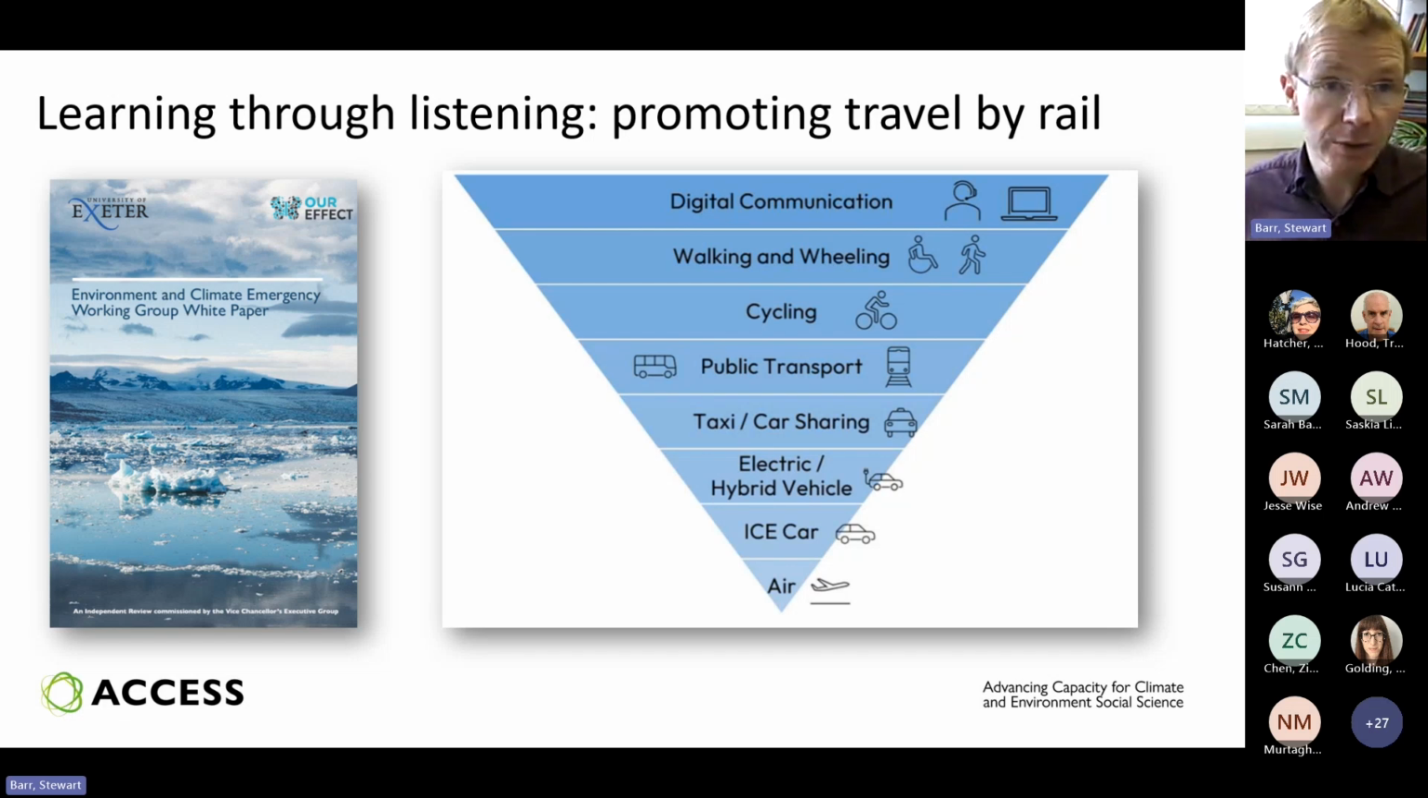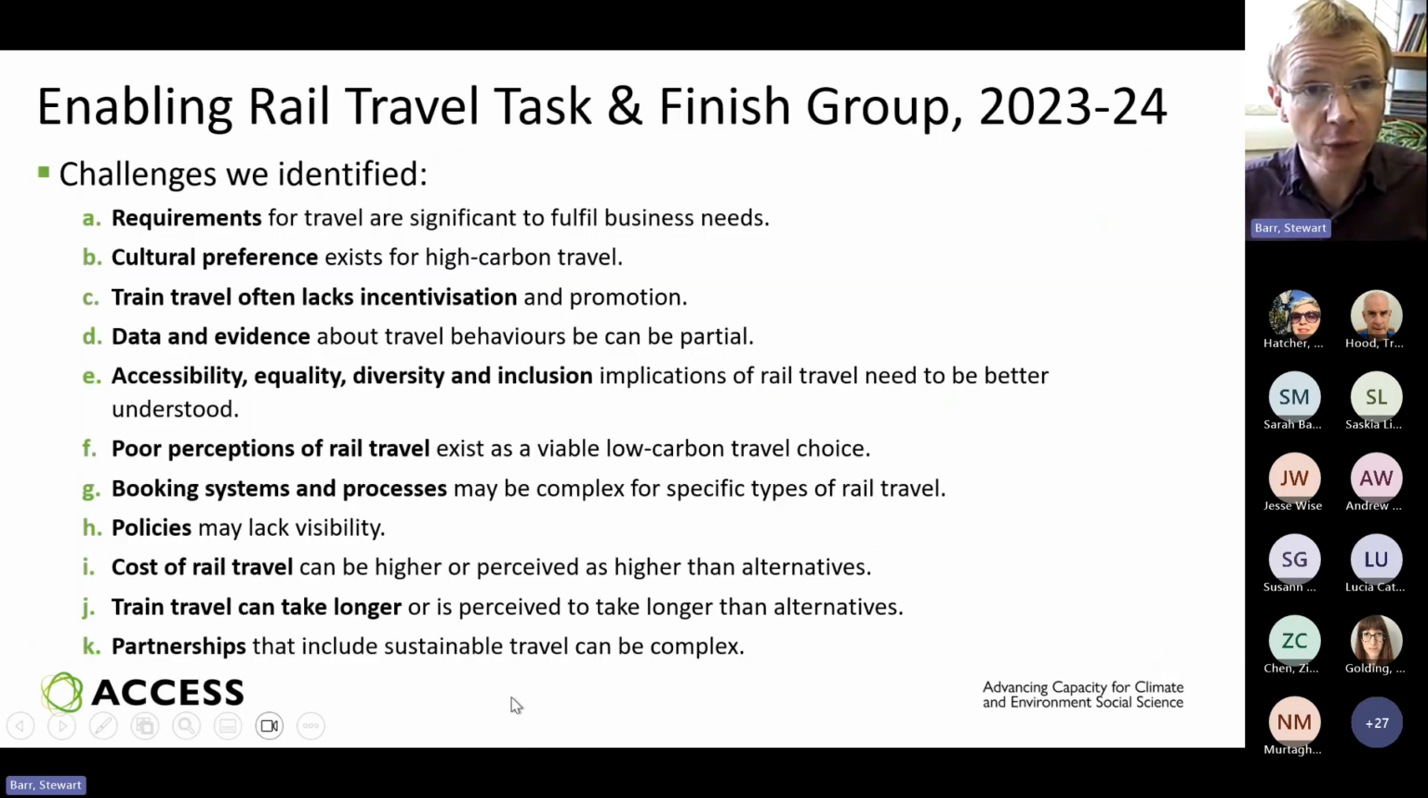So I set up a task and finish group, as it's called here at Exeter University, and we had about 20 people on the group, academics and professional services staff. We had 5 working groups. So one working group was on, for example, accessibility and inclusion. Another was on procurement and booking support, and so on. And we wrote quite an extensive report, and I'm just going to share 2 slides. The first slide just identifies the challenges that report identifies.